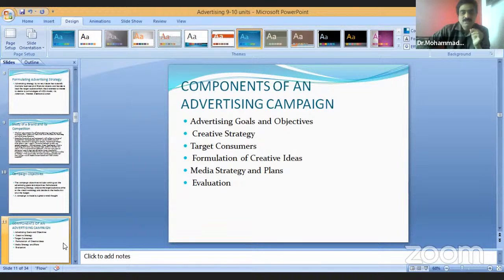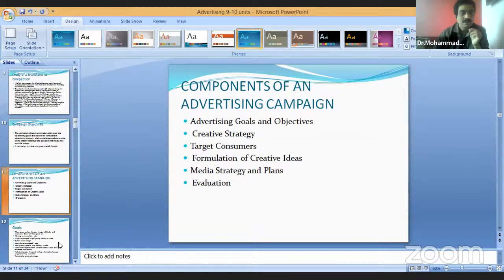Next, media strategy and plans. Which media is capable of reaching our target audience, and how can we deliver our message? After these things, we need to evaluate whether the particular strategy adopted is more conducive, more attractive, and more impressive, and whether it is reaching the particular segment, the particular target. These are the components we need to proceed with. We need to have the idea before evolving the things.